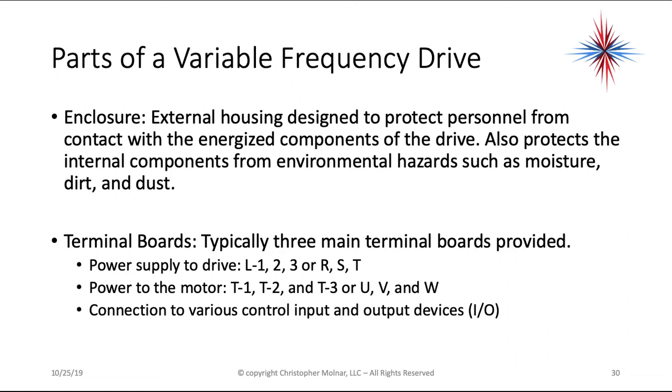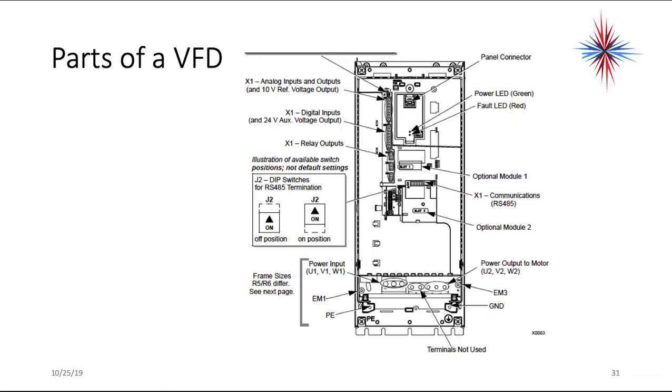You have the terminal boards. Typically, there are three main terminal boards provided. You have a power supply to the drive that might be labeled L1, 2, 3, or R, S, and T. You have a power to the motor, T1, T2, T3, or U, V, and W. You have connections to various control input and output devices. That's known as I/O. This is an example given to us by ABB. It's one of the variable speed drive manufacturers.